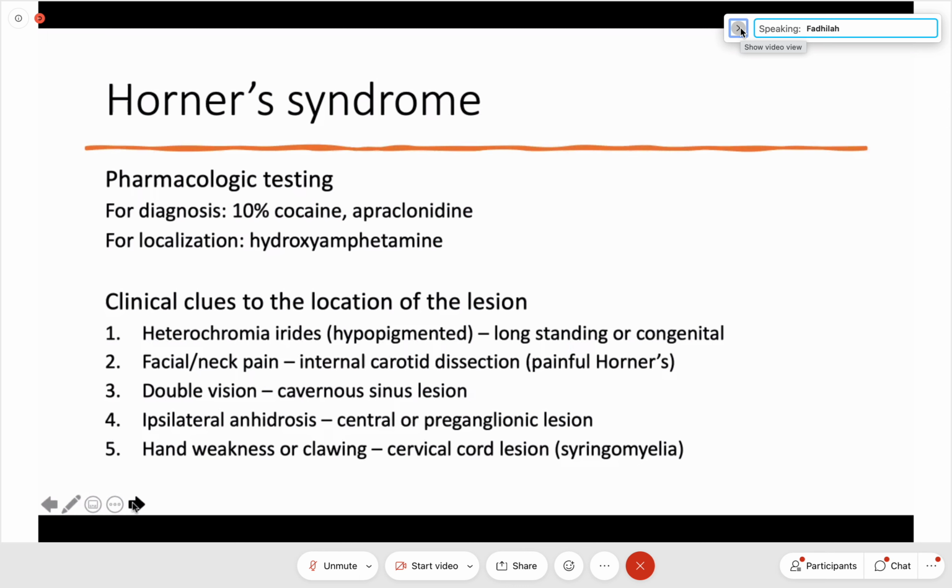If the patient complains of double vision, probably you can suspect there is a lesion in the cavernous sinus. Well, you expect to see some cavernous sinus lesion as well as brainstem lesion. If the patient complains of ipsilateral anhidrosis, could be central or preganglionic lesion. If the patient complains of hand weakness or clawing, which is recent in onset, then suspect cervical cord lesion.